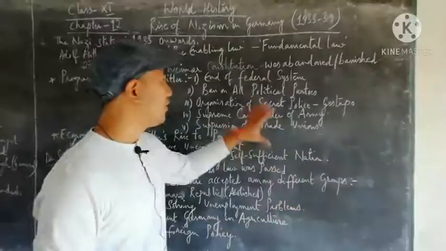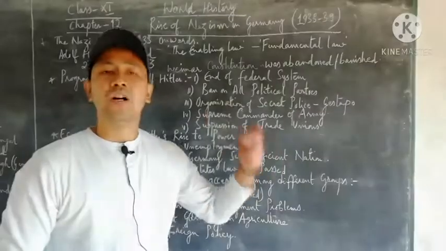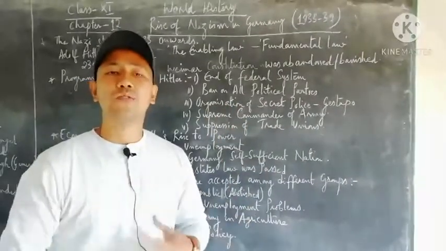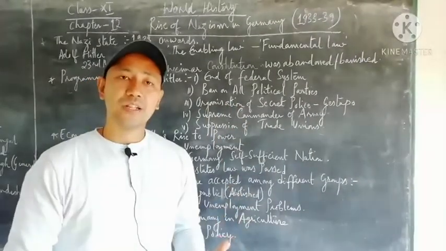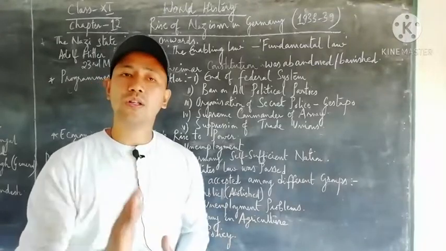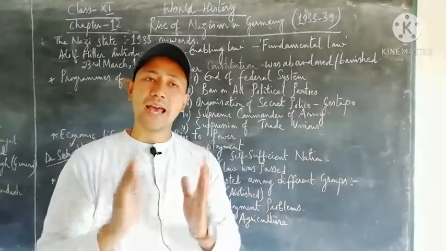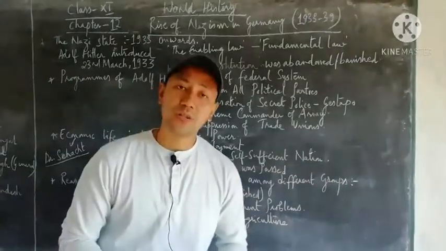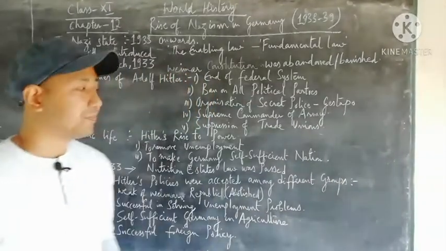So these were all the five programs, the objectives through which he wanted to make Germany self-sufficient, by making his own guidelines, making his own theory, and at the same time pursuing the objectives that he wanted for his nation.